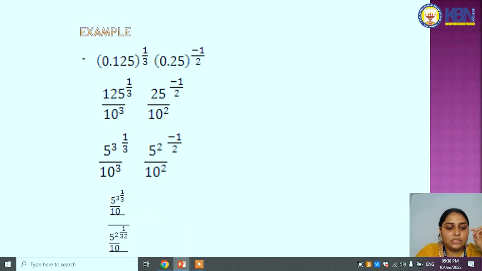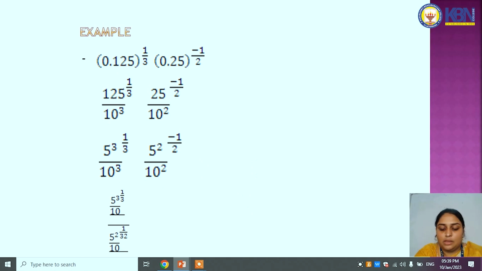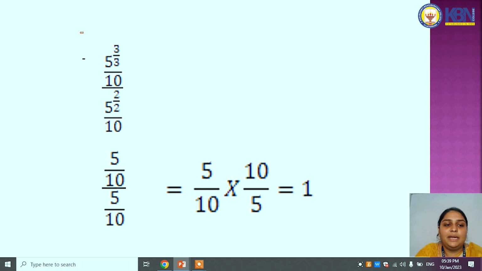Here we use the formula a^m / b^m, which is equal to (a/b)^m. By using that formula, we get (5/10)^(3·1/3) and (5/10)^(2·(-1/2)). That minus 1 by 2 is a negative exponent. A^(-1) can be written as 1 by a. In this way, we get (5/10)^(3/3) and (5/10)^(2/2). 3 and 3 get cancelled and 2 and 2 get cancelled. Then we get (5/10) by (5/10).